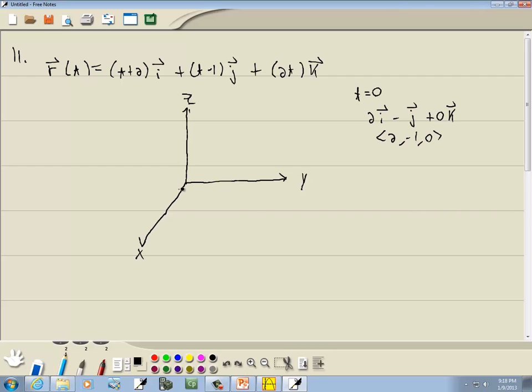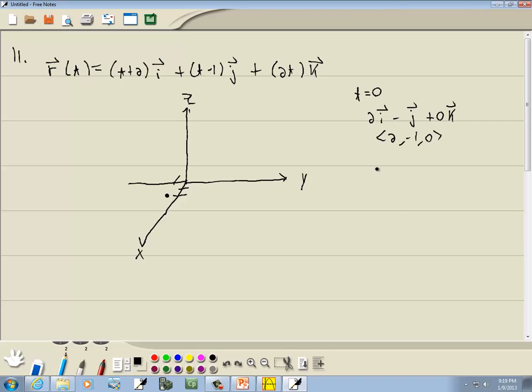So it'd have 2, negative 1, and 0. So we go 2, and negative 1, which would be right here, and 0. So it'd actually be sitting right there. We wouldn't be having erased any. So that'd be our first point.